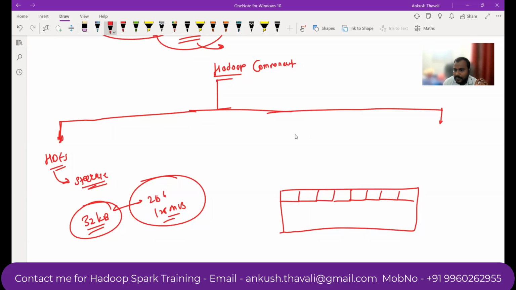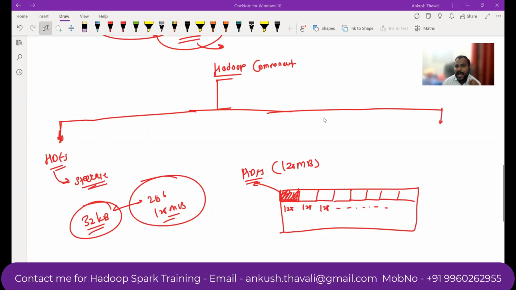If it is the HDFS file system, your Hadoop block size will be 128 MB. If this is 128 MB, this is 128, this is 128, this is 128. Likewise, this is all 128 MB. It means this block can store 128 MB of data at a time. This block can store 128 MB of data at a time.